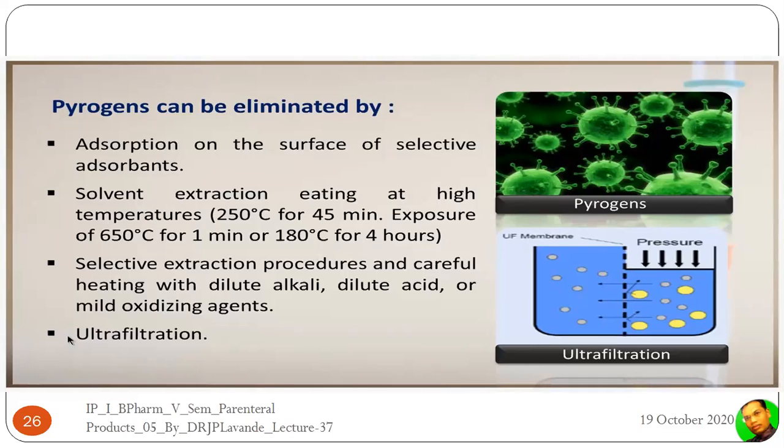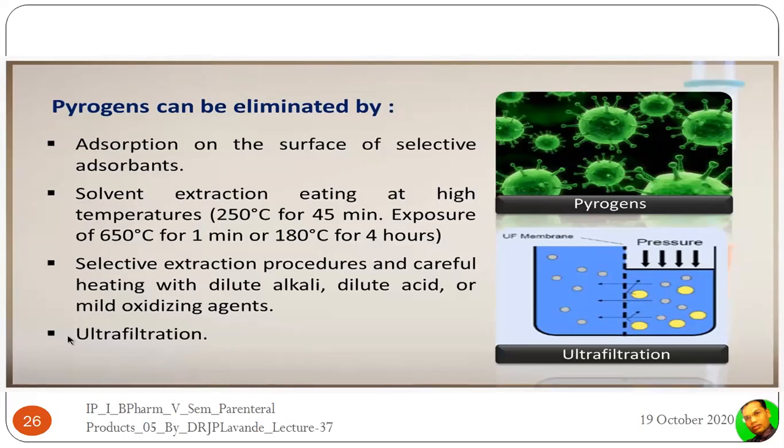At most, in the case of the hot air oven, we can sterilize the product at 160 degrees Celsius for just 2 hours, isn't it? But in order to remove the pyrogen, we have to heat it. The minimum temperature is 180 degrees Celsius, and that too for 4 hours. So the sterilization process cannot be responsible for the elimination of the pyrogens, or the simple sterilization process cannot remove the pyrogens. So we have to go for some different alternative ways in order to remove the pyrogens.